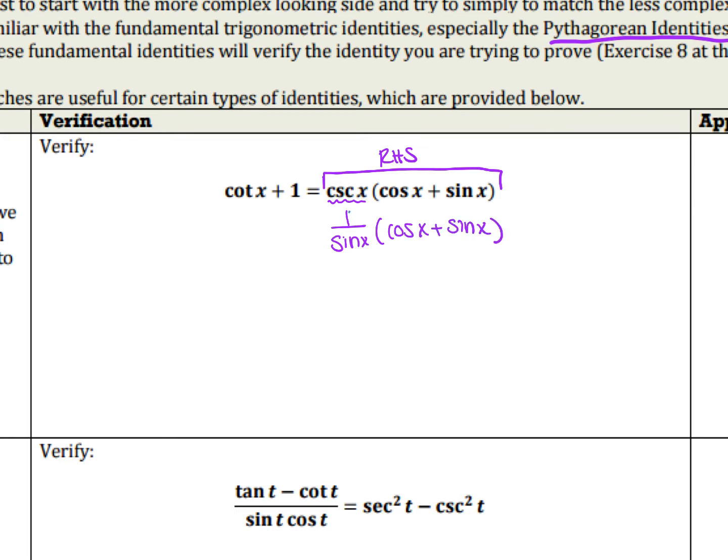Now, since I have parentheses, I'm going to distribute into those parentheses. And so I'm going to have cosine over sine plus sine over sine. Now, cosine over sine is cotangent, and sine over sine is 1. Now that matches the other side. So I proved, or verified, that the two sides are equal.